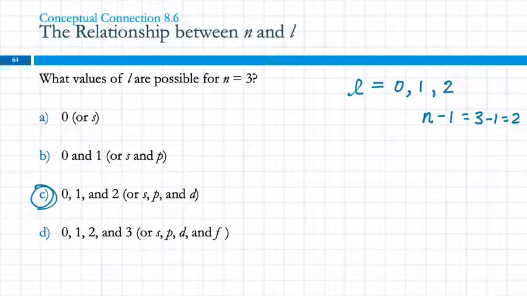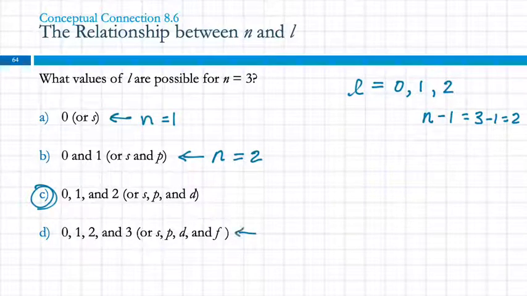Yes? So if it's n equals 3, can you have n equals 2 and it would be 0, comma 1? Yeah, so for this answer, that would be true if n equals 2. And this would be for n equals 1. And this one would be if n equals 4. Okay?